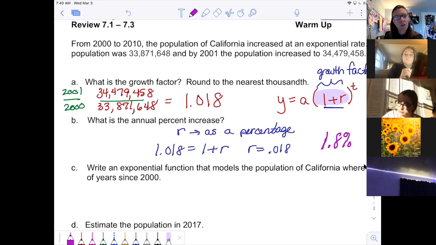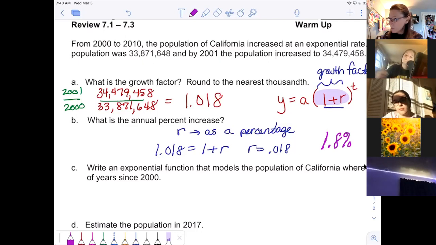Questions on the difference between the two, part A versus part B. So we found the growth factor by dividing the two values. If that number was less than 1, then it would be a decay factor. And then we could find the rate by just subtracting 1 from that, because that growth factor represents 1 plus the rate. So I would just subtract 1 from that value.